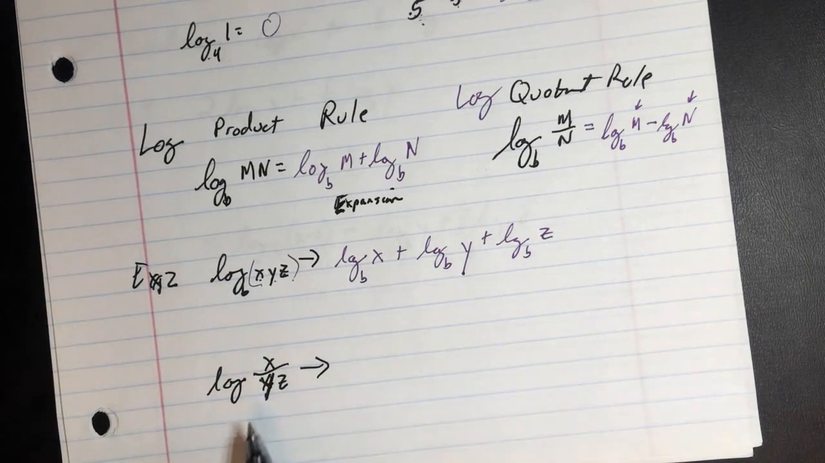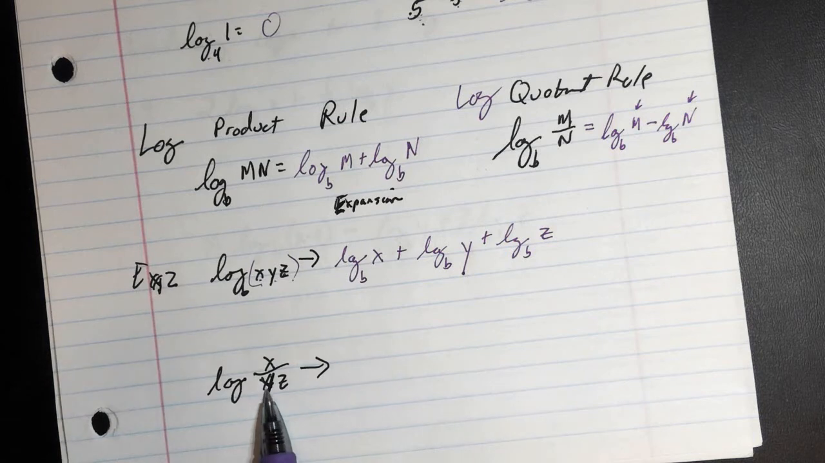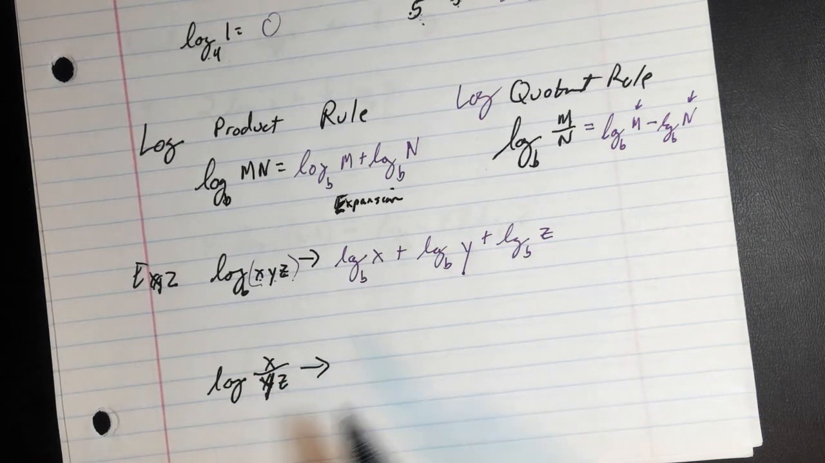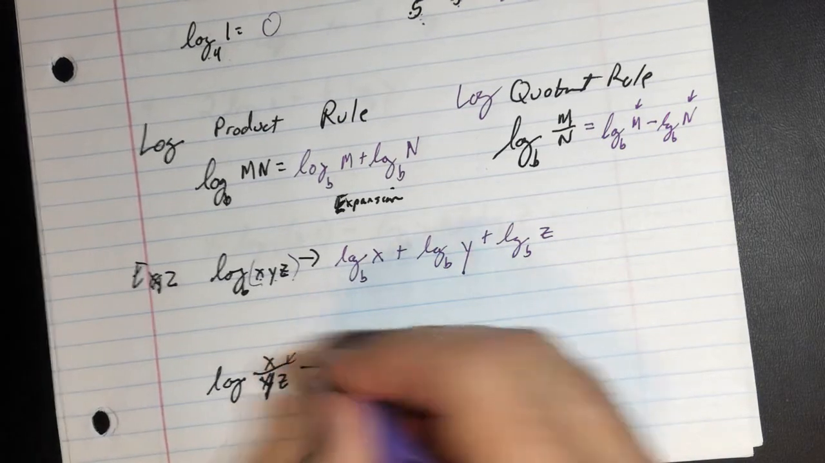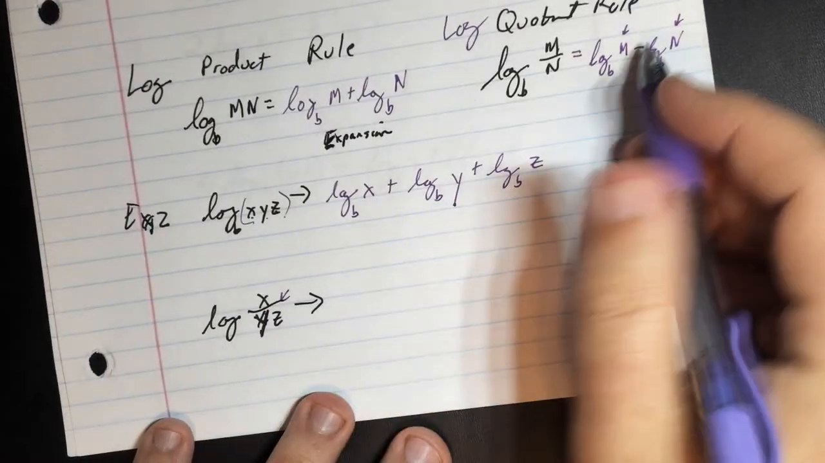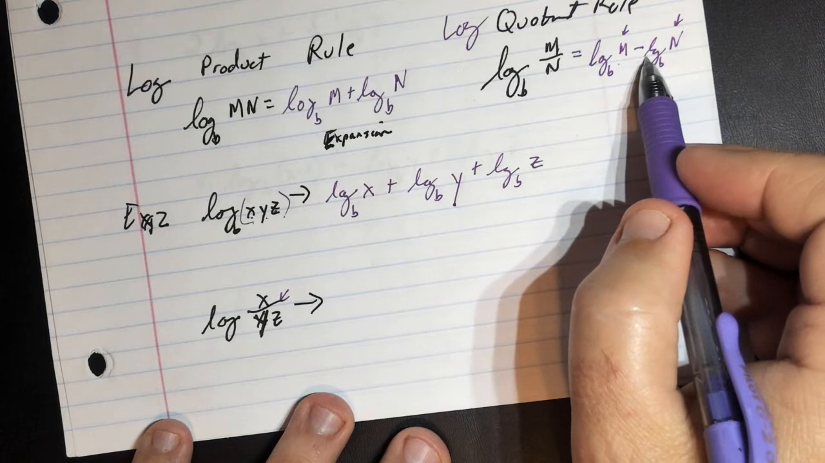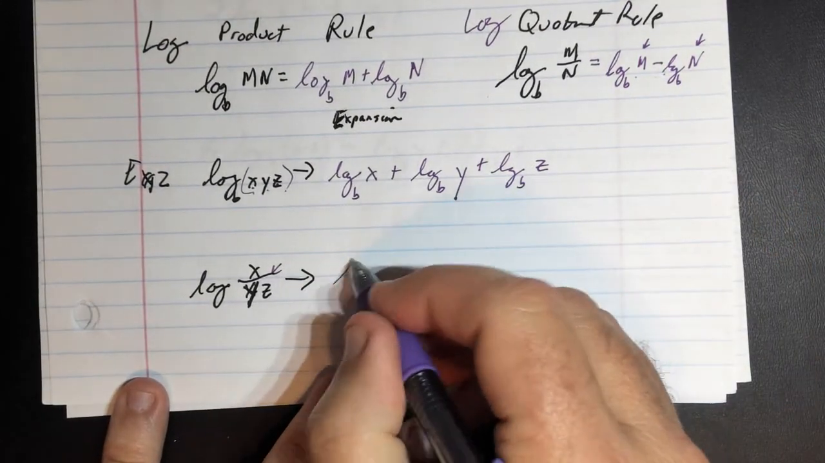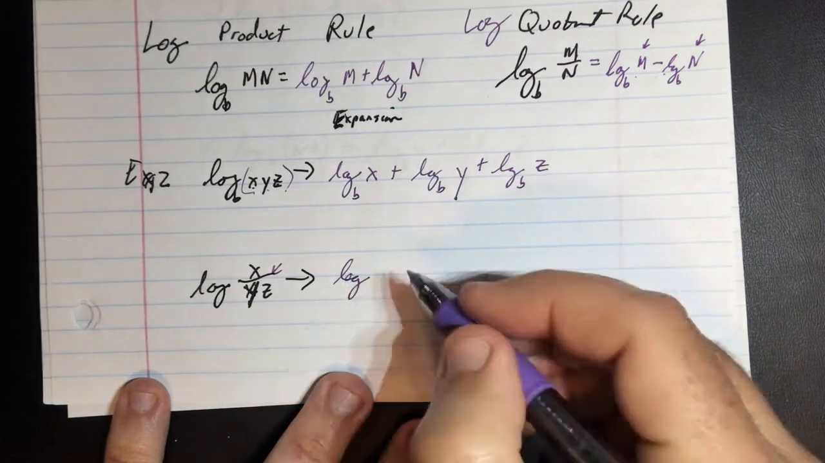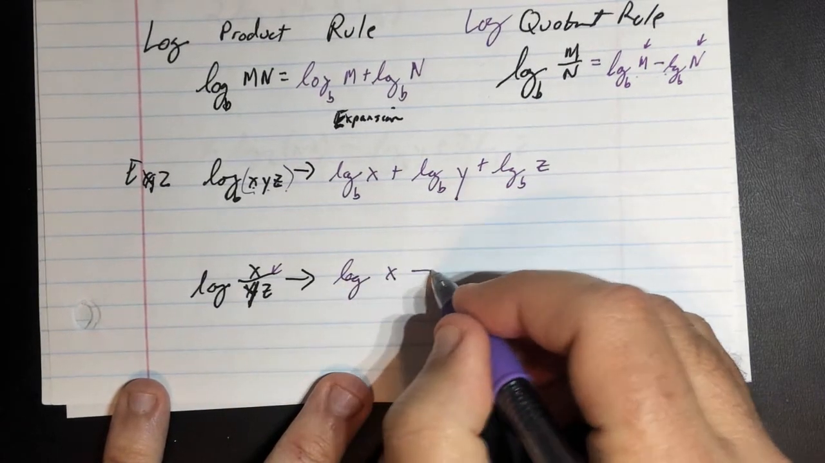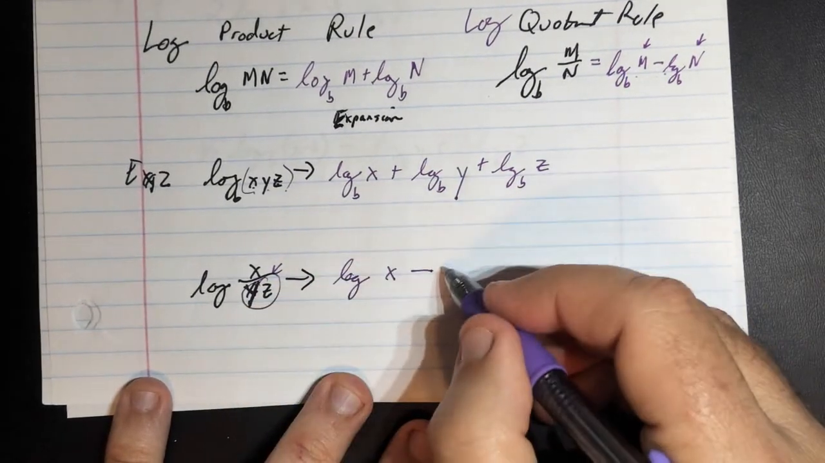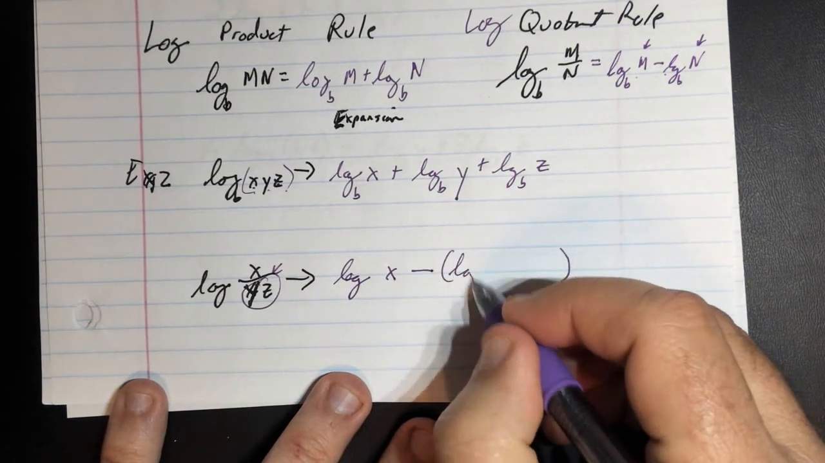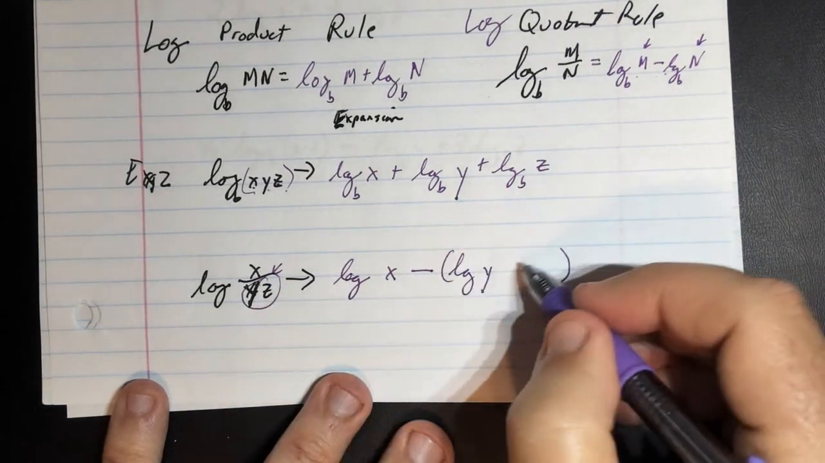Now, here I have a couple things being multiplied. I also have a division. So the first thing we're going to do is separate the division. And we're going to separate the division by using subtraction. So we're going to go log, and this is base 10, right, of x minus, and because all of this is underneath, we're going to put parentheses here, log base 10 of yz.